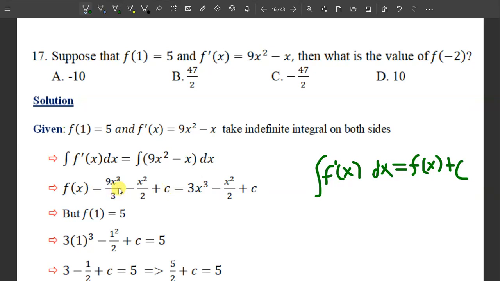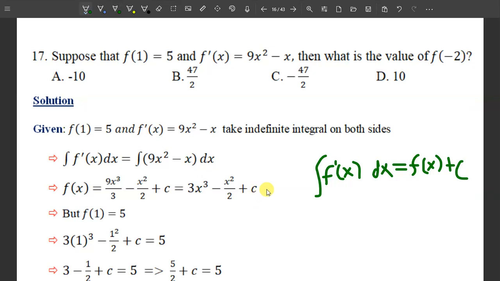And now let us simplify this one. 9x cubed over 3 means it is 3x cubed minus x squared over 2 plus c. That is equal to f of x. Our f of x is equal to 3x cubed minus x squared over 2 plus c. But we don't know what c is.